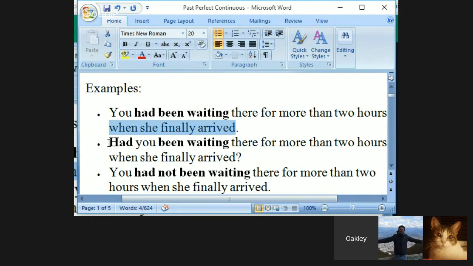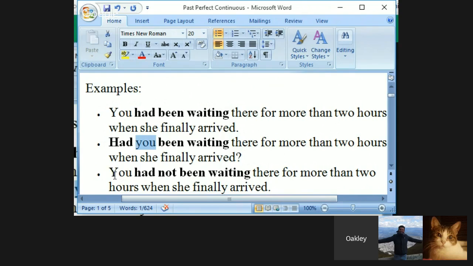In the question form, as always, regardless of verb tense, the first auxiliary, remember I said there are two, had and been, the first auxiliary is transposed or reversed, switched with the subject noun, whatever it is. Okay, so had you been waiting there for more than 2 hours when she finally arrived? All right, the rest of the construction is the same.